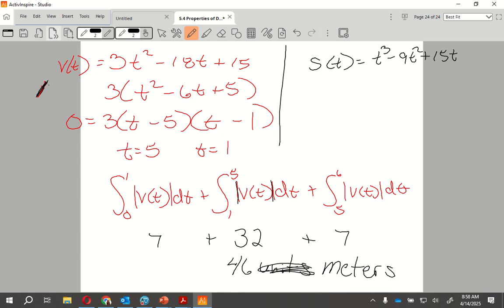When we only did the net, that tells me where I'm at the end. So my end position is negative 18, but I walked a total distance of 46 meters. So they're both good to know. One, you know where you're at currently, and the other one is how far you walked to get there. Does that make sense? Yeah?